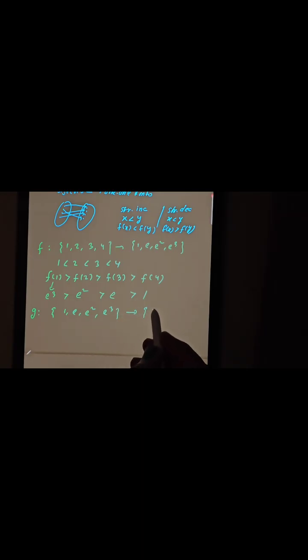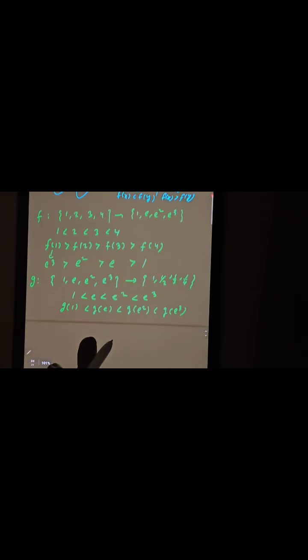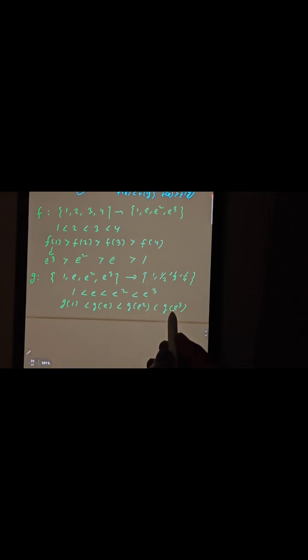Now come to the g function. g is like this: 1, e square, e cube mapping to 1, 1 by 2, 1 by 3, 1 by 4. Okay, and g is your strictly increasing function. So here 1 is less than e square less than e cube, so its images will be in the same order: g of 1, g of e square and g of e cube. Now see which is the largest among the images of g. 1 is the largest, so here it will come, and then the next image will be half, which is less than 1 but largest among the others.